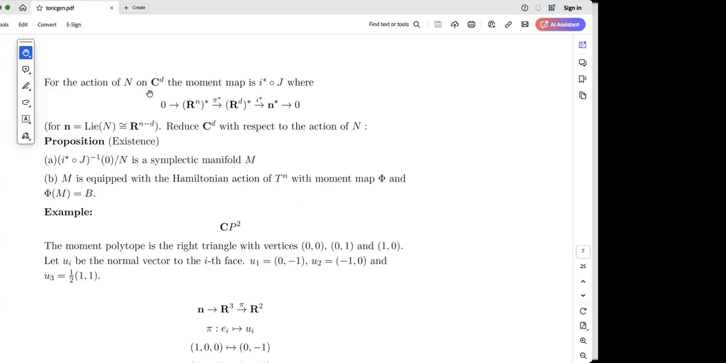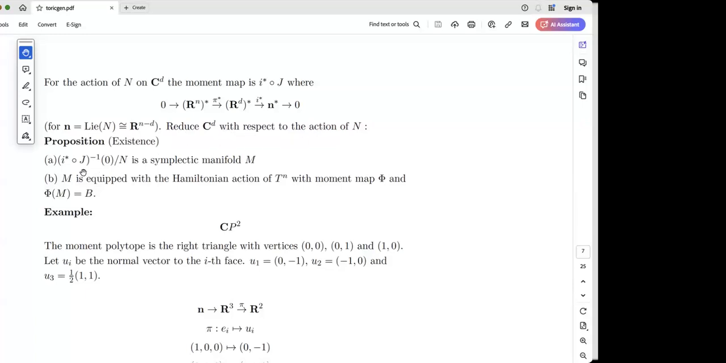So for the action of N on C^d, the moment map is I star composed with J. Here we have the dual sequence, R^n star going to pi star, going to R^d star, going to I star, going to script n star, going to 0. Here script n is the Lie algebra of N, so that's isomorphic to R^(d minus n). Sorry, I said n minus d, that's a mistake. So we reduce C^d with respect to the action of N.